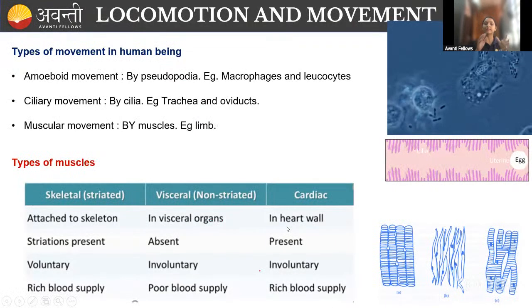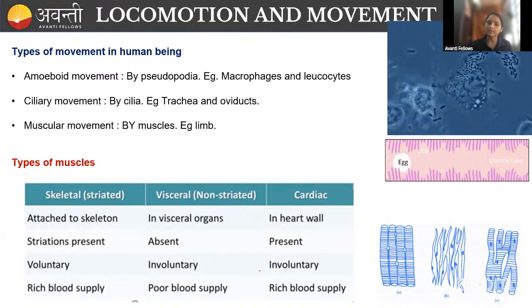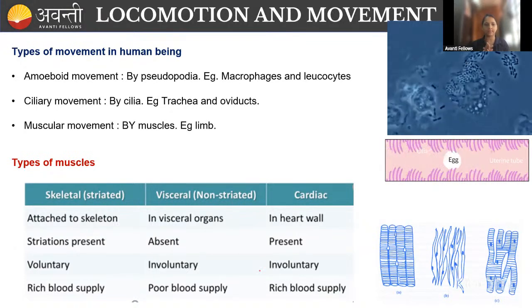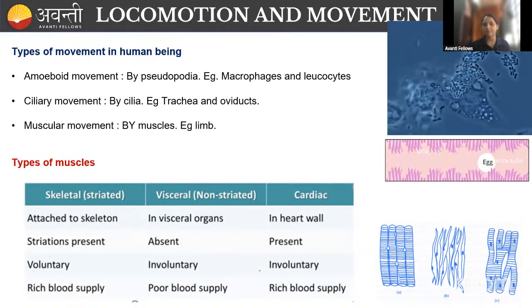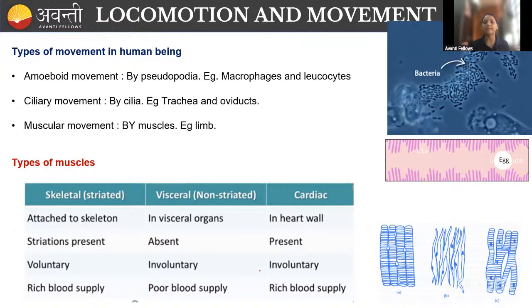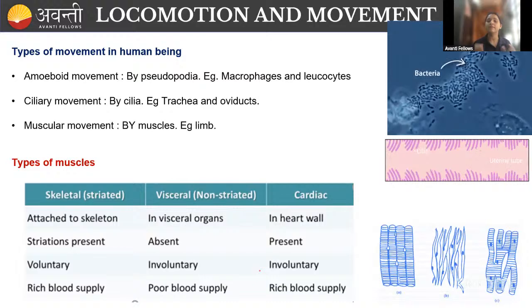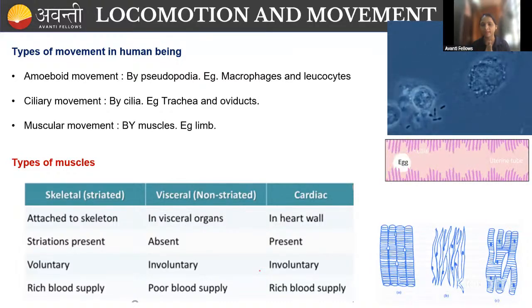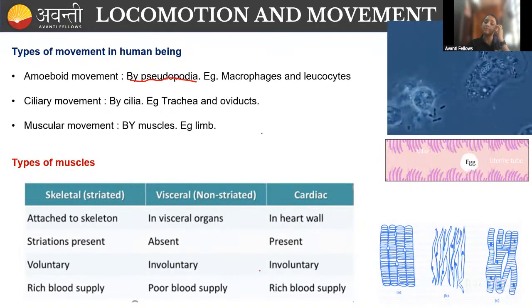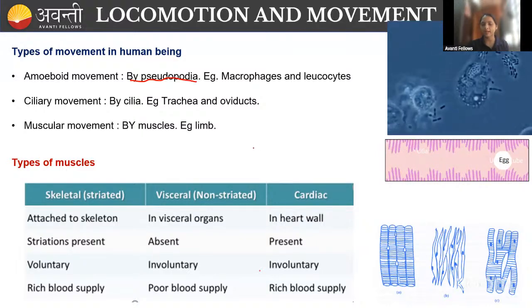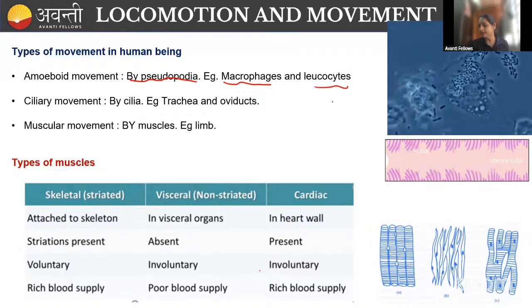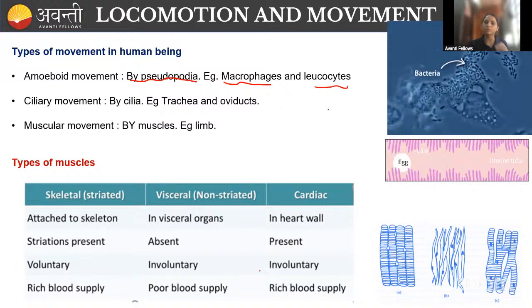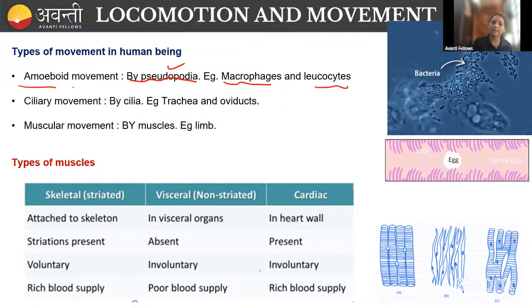Let us understand the types of movement in the human being. Mainly we are focusing on the human being here. In the human being, we can see three types of movement. The first one is the amoeboid movement. As you all know, the amoeba is a unicellular organism which comes under the protista. It moves by using pseudopodia. Yes or no, guys? It moves by using pseudopodia. The example in human blood is the WBC, white blood cells. In that, macrophages and leukocytes will mainly move. They show movement by pseudopodia, which is called amoeboid movement.